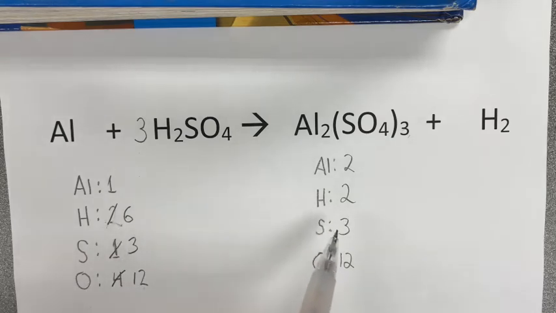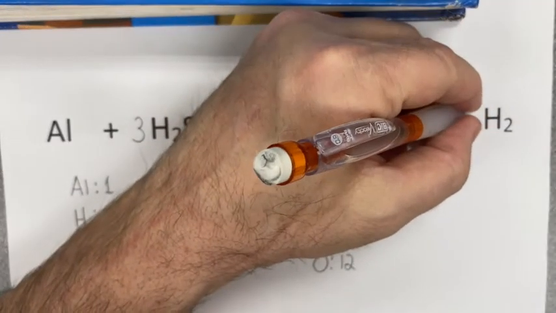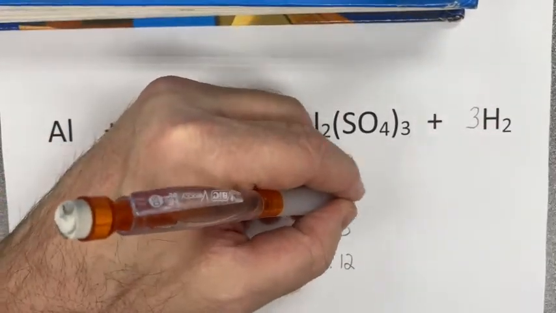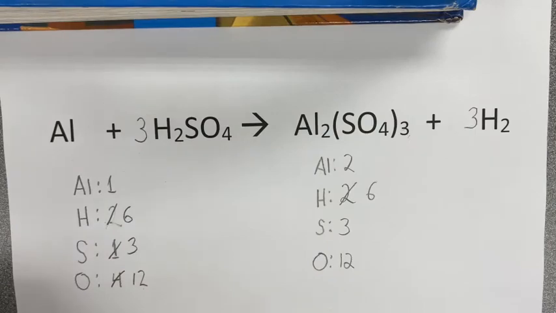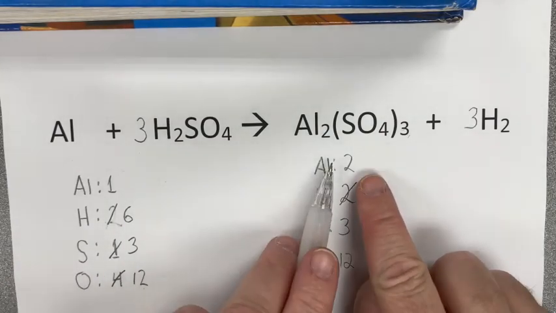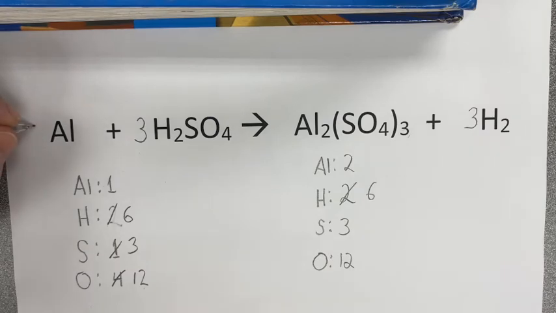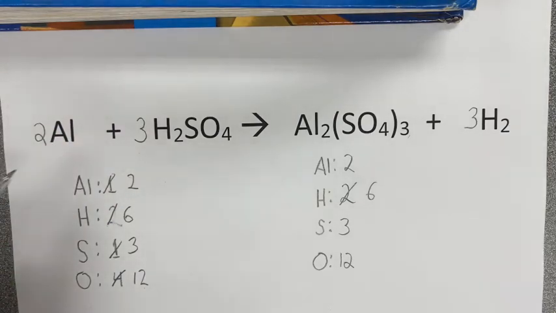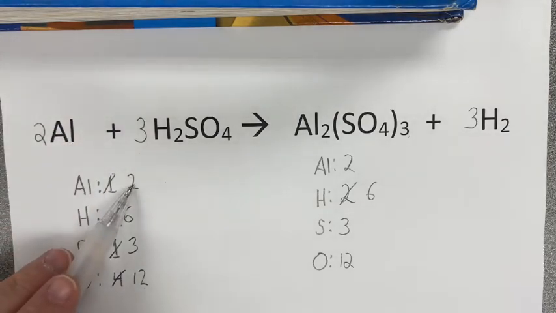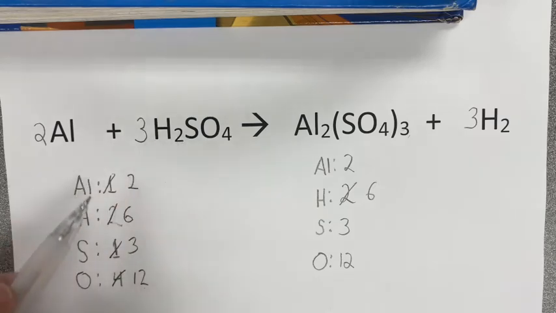So we've got 2 hydrogen, we've got 6 hydrogen on this side. So we're going to have to put a 3 over here. Okay, now we've got 6 hydrogen. And we've got 2 aluminum on this side, but only 1 aluminum on this side. So we're going to put a 2 over here. And then we're just going to double check. 2 aluminum, 2 aluminum. 3 times 2 is 6 hydrogen.